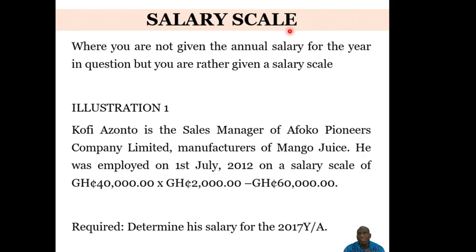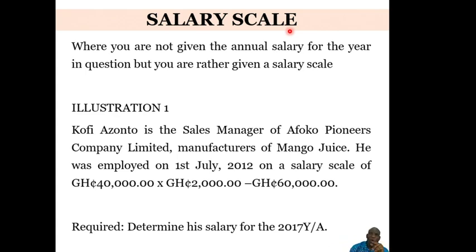Illustration. Kofi Azonto is the sales manager of Afoko Pioneers Company Limited, manufacturers of mango juice. He was employed on 1st July 2012 on a salary scale of 40,000 by 2,000 to 60,000 Ghana cedis. Determine his salary for the 2017 year of assessment.